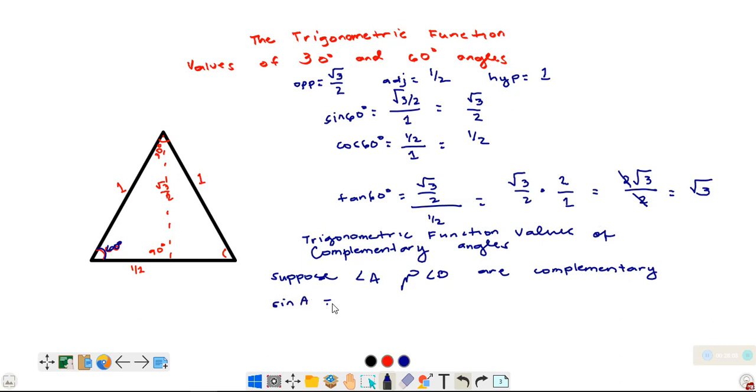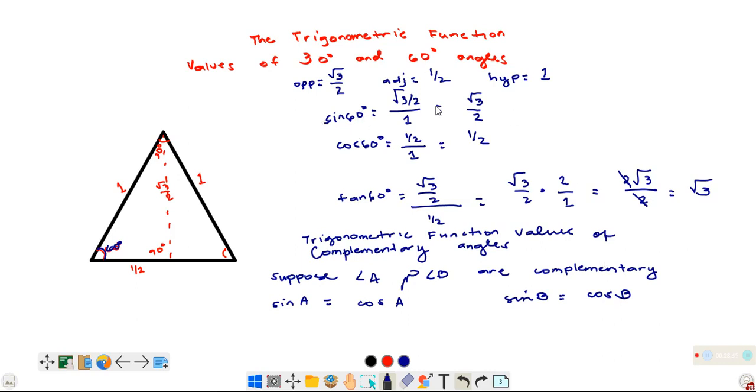Sine A will be equal to cosine B. Then, sine B will be equal to cosine A. So, that is our rule for finding the trigonometric function values of complementary angles. It is always like that. If A and B are complementary, the sine of the first is equal to the cosine of the second angle. And the sine of the second angle, B, is equal to the cosine of the first angle.